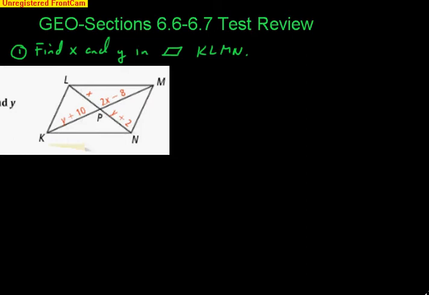Okay, here's problem 1. We're going to find x and y in this parallelogram. Since it's a parallelogram and these are the diagonals, we know that the diagonals of a parallelogram bisect each other. So this is the idea we're going to use to solve this.